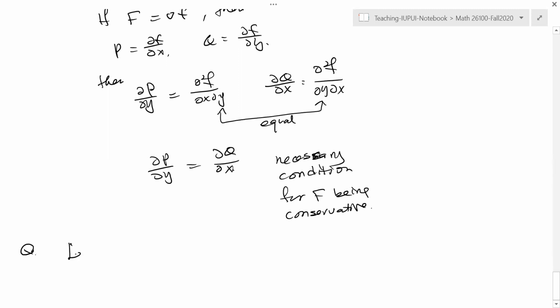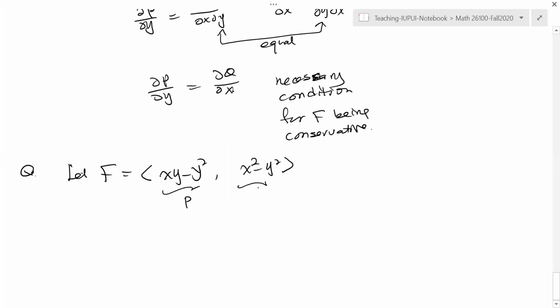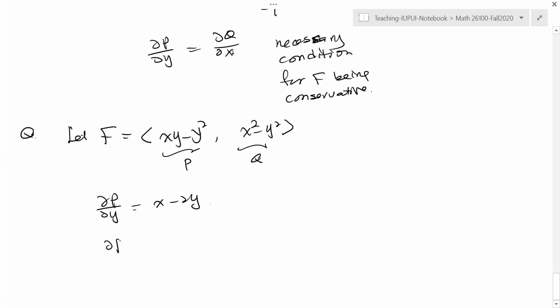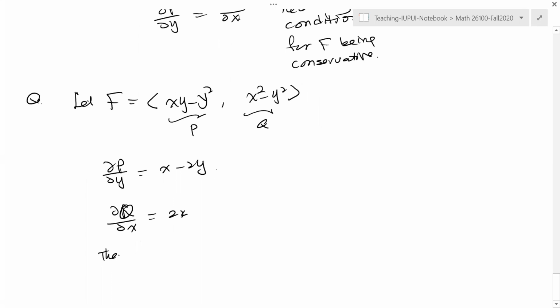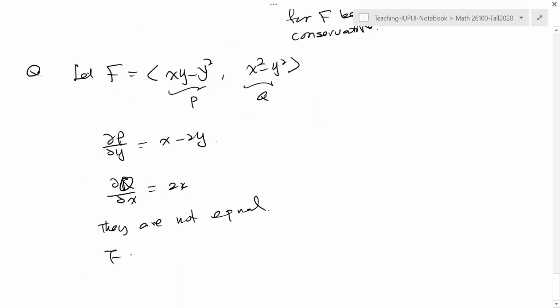So let F be xy minus y squared, x squared minus y squared. Let's take a look at this vector. This is our P, this is our Q. The partial derivative of P with respect to y is going to be x minus 2y. The partial derivative of Q with respect to x is going to be 2x, and clearly they're not equal. So you conclude that F is not conservative. You never have a function little f such that F is the gradient of it. So it's easy to check. The necessary condition is very important.